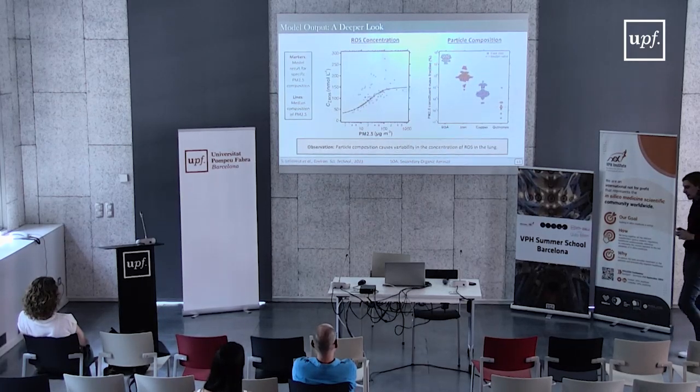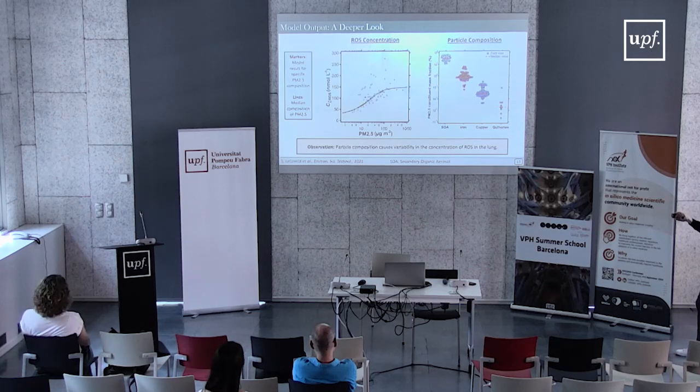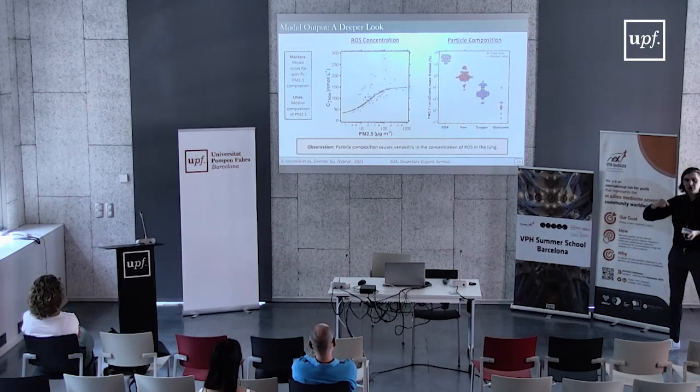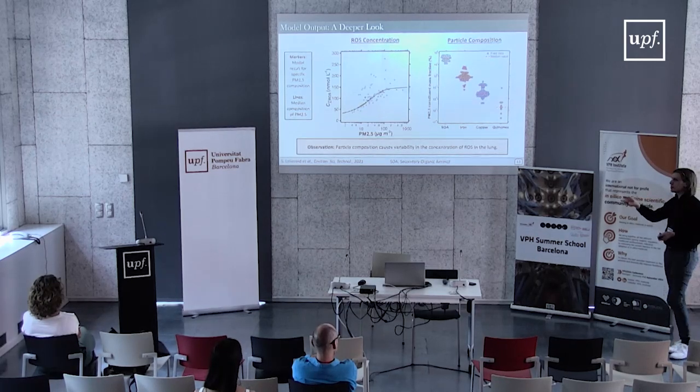Okay, let's now take a deeper look at the model output. As I said, we often model ROS concentration. So these are now all model results. Again, we look at this as a function of PM2.5, so the mass of particles in the air at a given place in the world, and look at what is the concentration of ROS in the lung or in our epithelial lining fluid. And now every marker is a model result for a specific PM2.5 composition that someone went out and measured, right? They went here to Barcelona, for example, measured the particles in the air, and then wrote in their study what is in the particles they found.